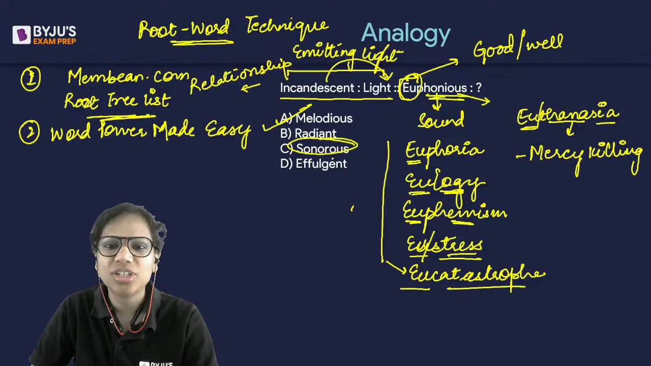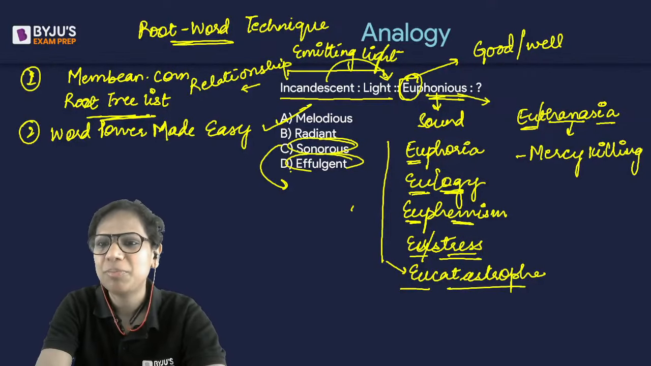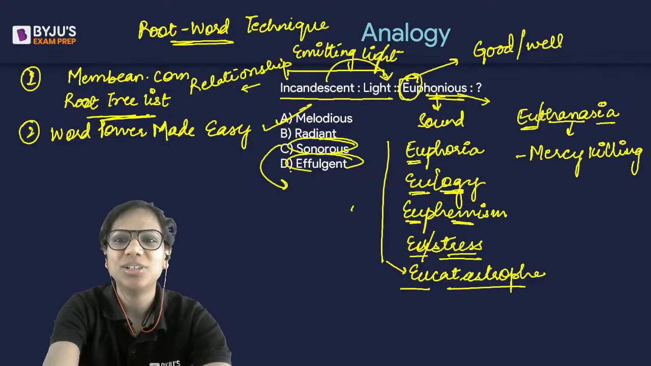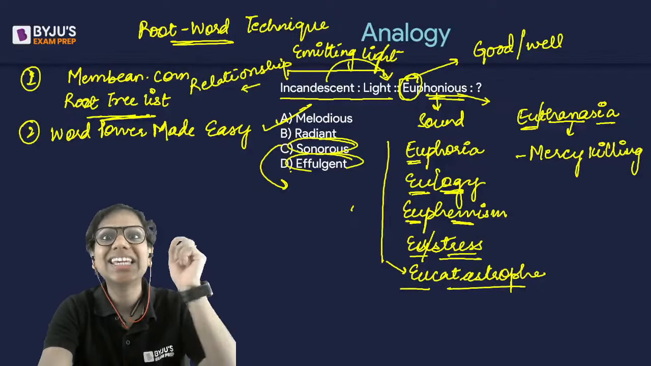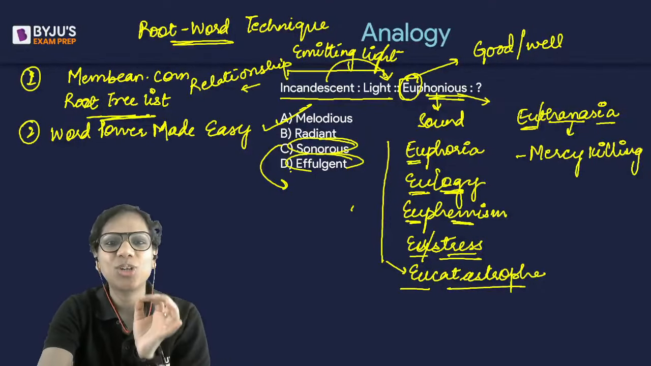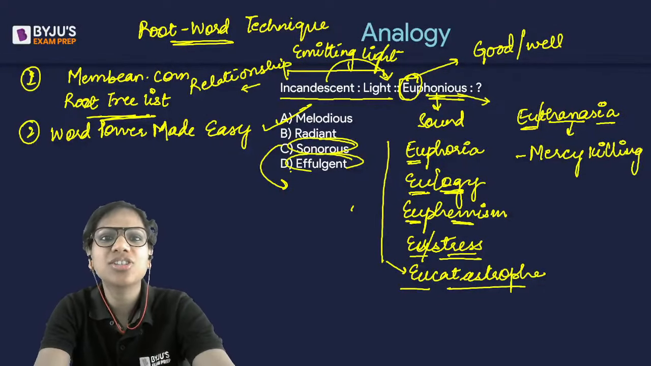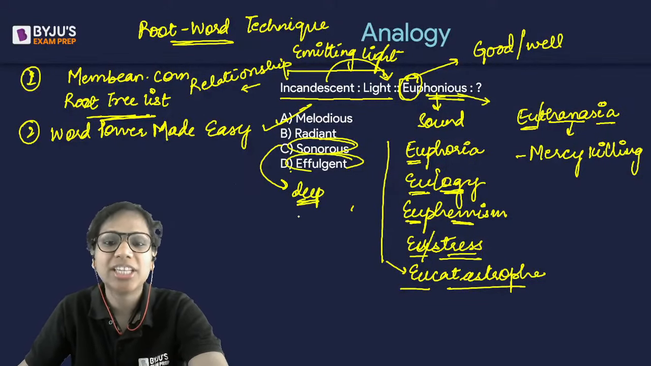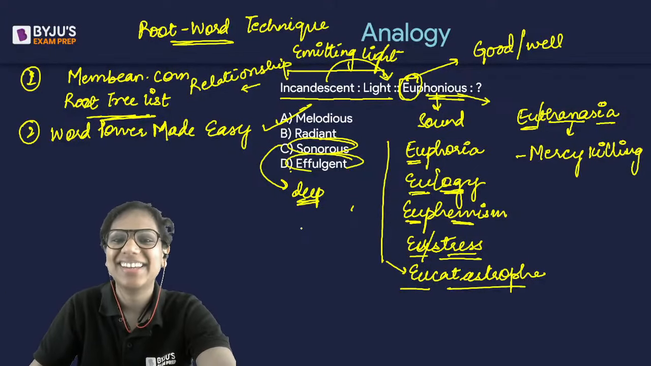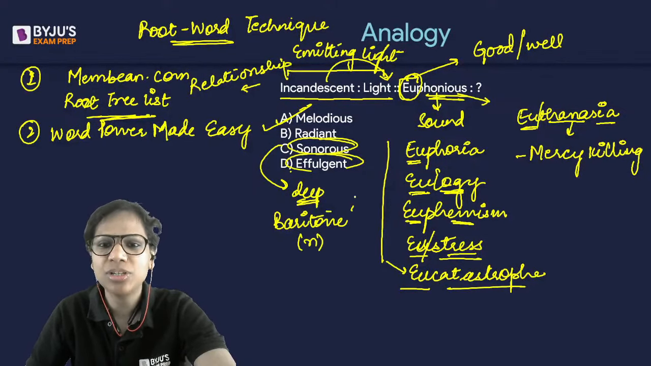Okay. How about sonorous and effulgent? What is sonorous? Remember, metals are sonorous. When we studied the properties of metals in school, metals are sonorous. They produce this ringing sound, right? That is what we call sonorous. So someone who has a deep voice, that is also called a sonorous voice, right? So I can say Amitabh Bachchan's voice is sonorous, right? This deep voice is also called a baritone. Baritone is a noun, sonorous is an adjective.